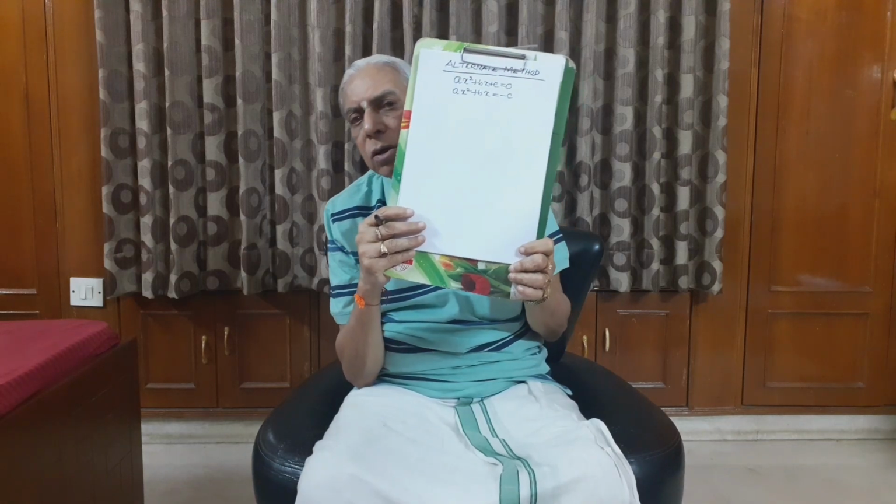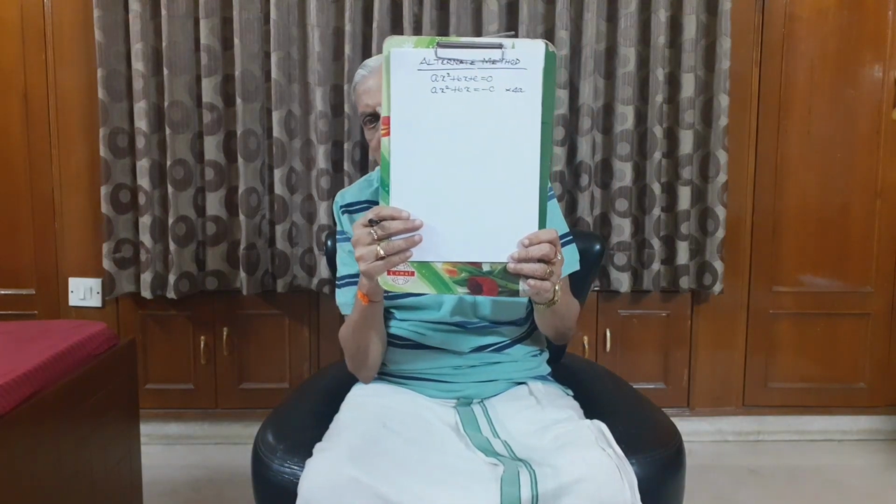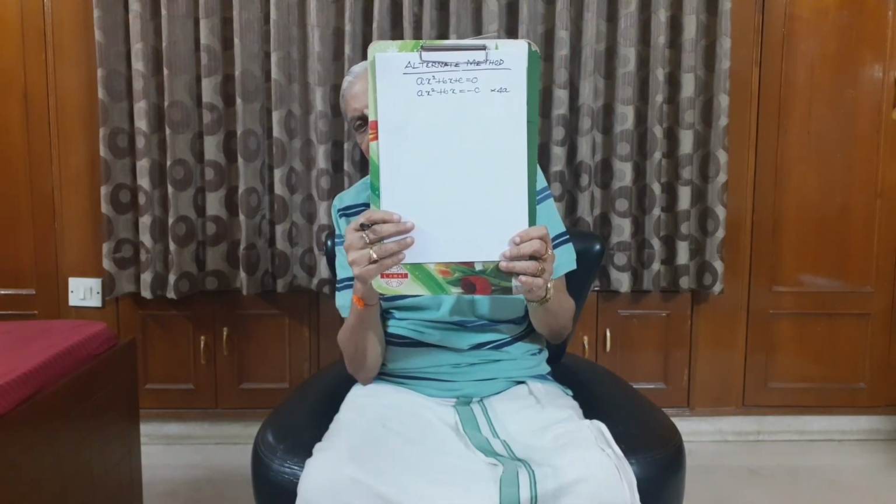Then in order to square the left hand side, I have to do some magic. Here is the magic: first of all, I multiply the entire equation by 4a. That is, I have to multiply the entire equation by 4a into 4a. It means I multiply the entire equation by 4a.